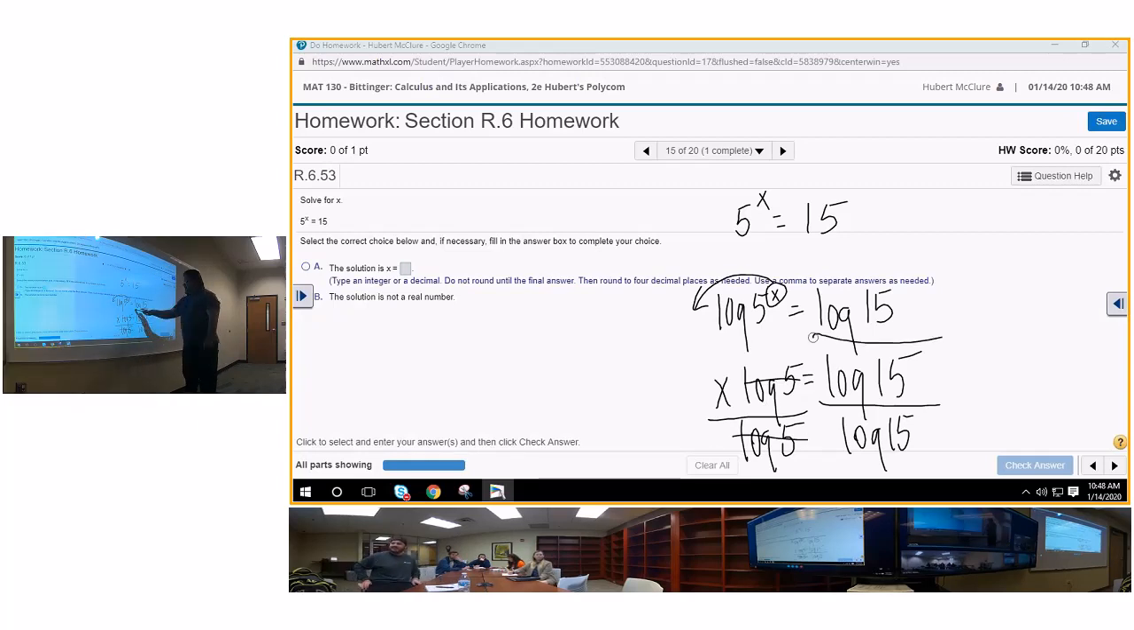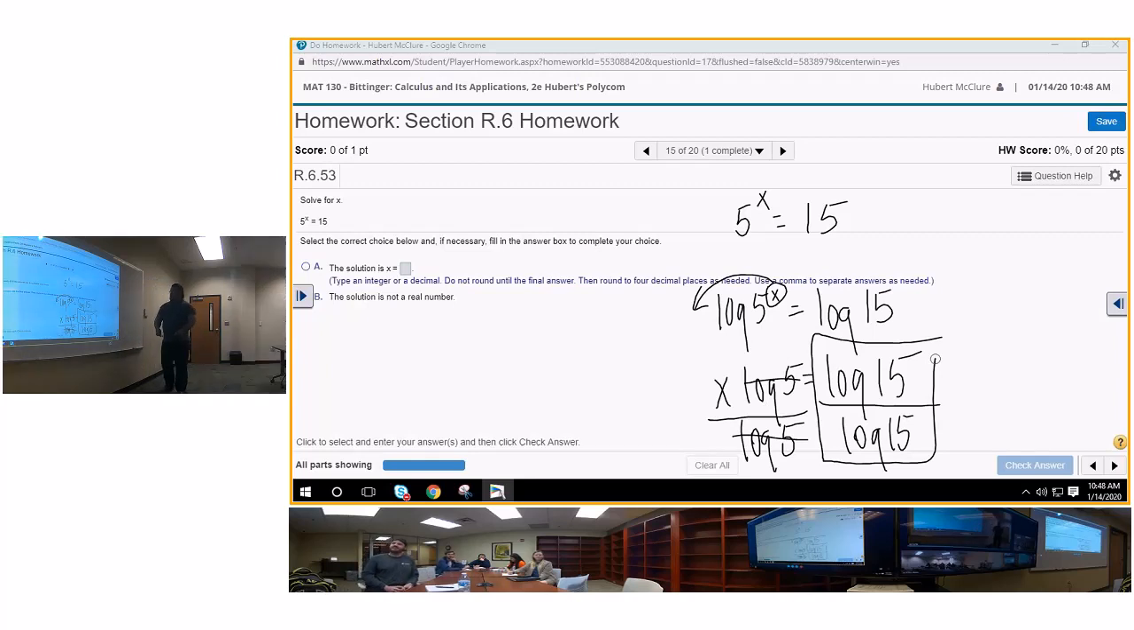Put this in your calculator. Log of 15 divided by the log of 5. That should be a 5, not 15.